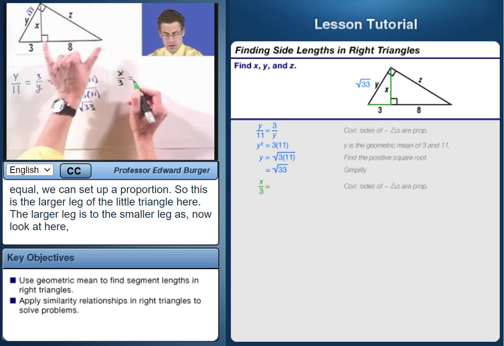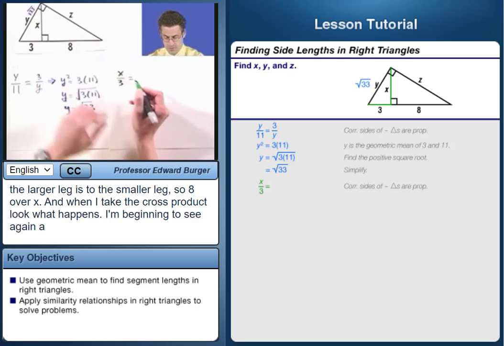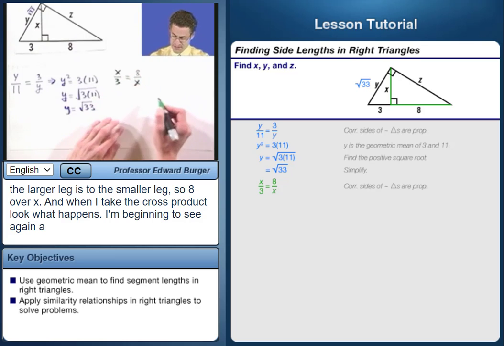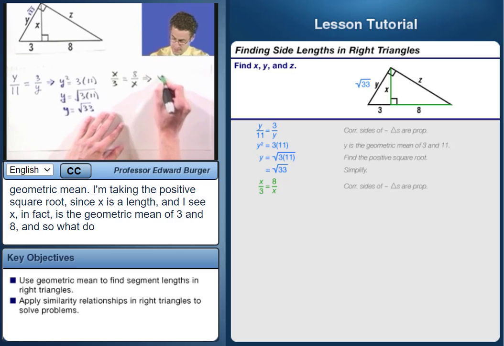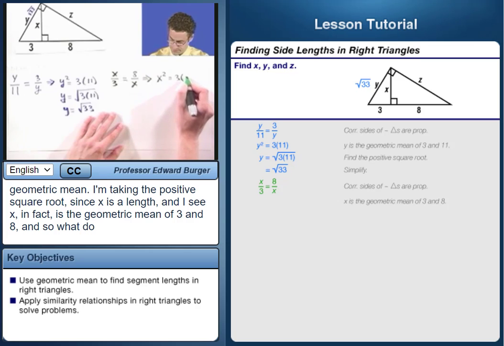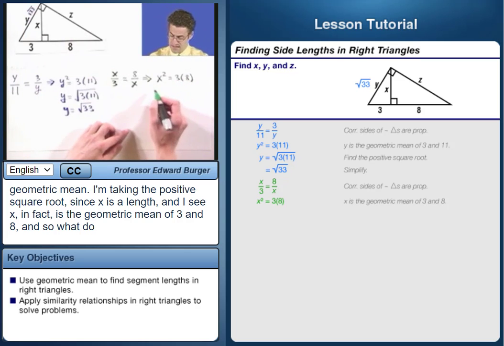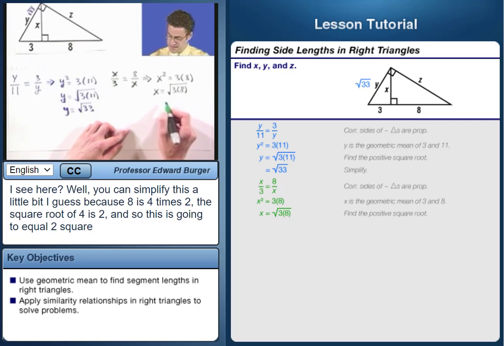I'm taking the positive square root since x is a length, and I see x in fact is the geometric mean of 3 and 8. And so what do I see here? Well, you can simplify this a little bit, I guess, because 8 is actually 4 times 2. Square root of 4 is 2, and so this is going to actually equal 2 square root, and what do I have left under the radical? I've got the 3 and then the extra factor of 2, so that's going to be a 6. Neat. So this is going to be 2 square root of 6.